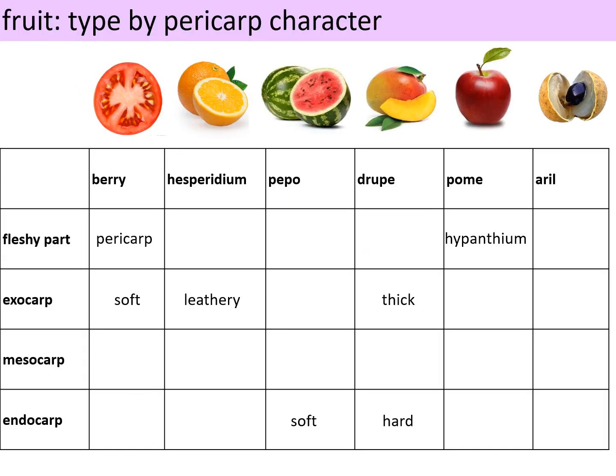So in summary, I would like you guys to try to fill in the information between each character, like the fleshy part, exocarp, mesocarp, and endocarp, how it is and how different it is between each type of the fleshy fruit.